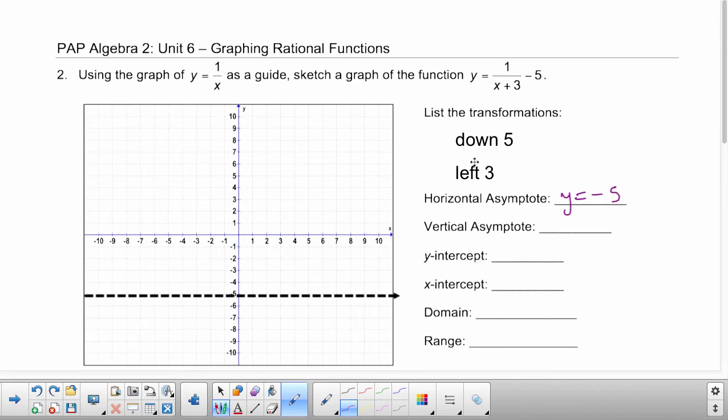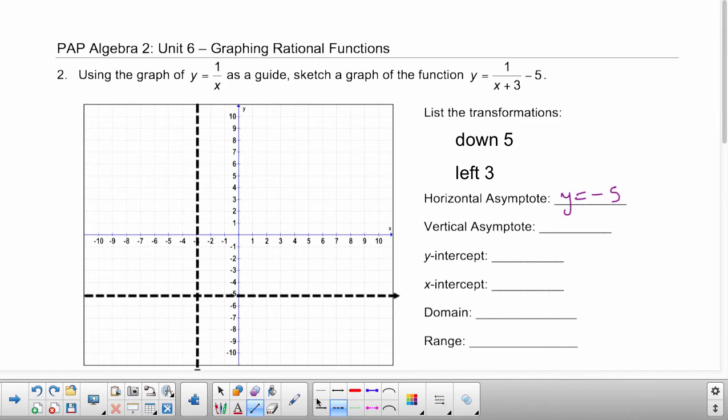Same thing with our vertical asymptote. It moves left 3. So it had been at x equals 0. Now it is at x equals -3.